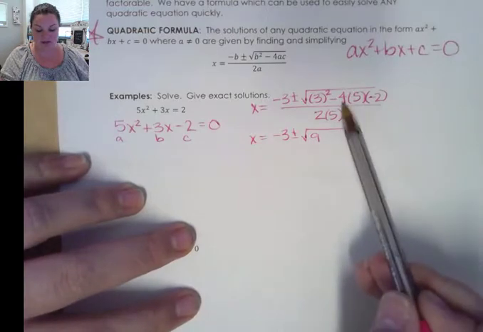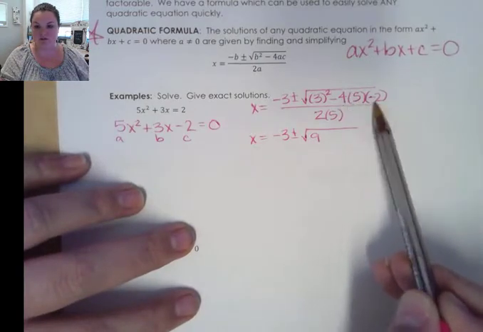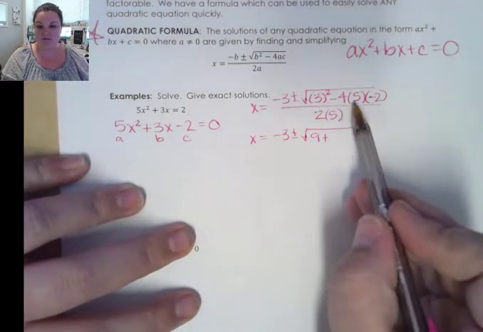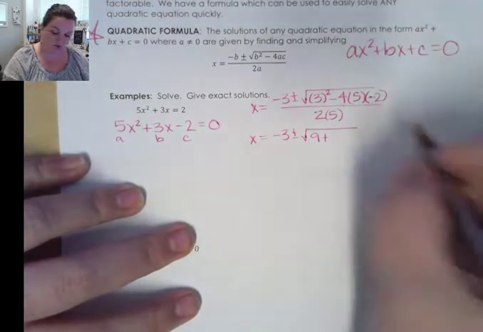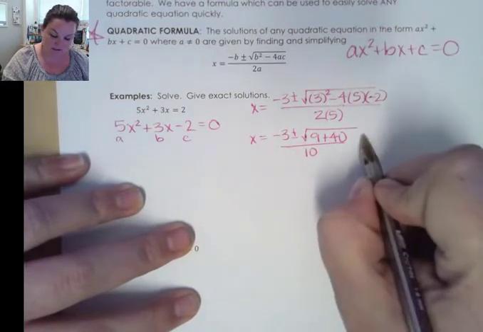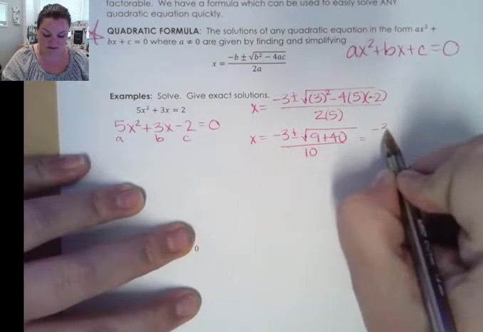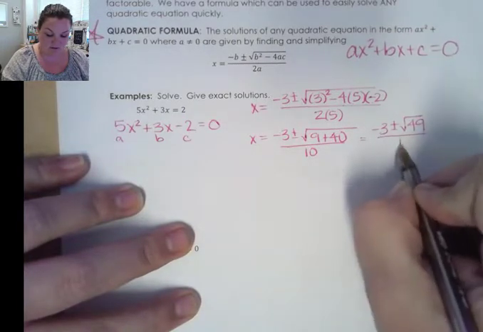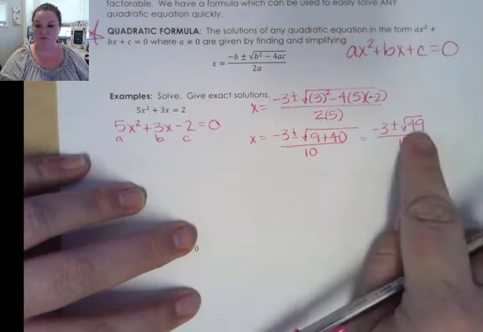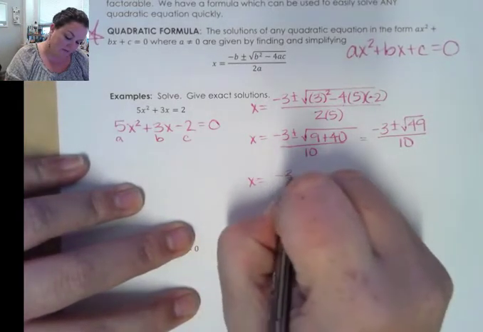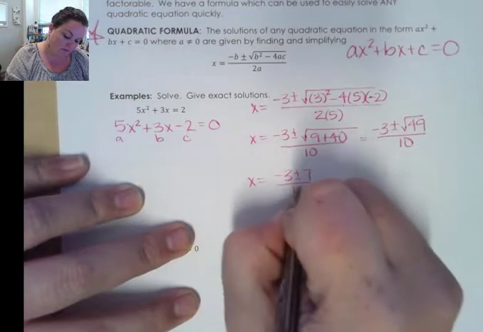And then when I multiply these next three numbers together, notice I have two negatives. So this is going to turn out to be a positive. 4 times 5 is 20 times 2 is 40, all over 10. And then I keep simplifying. Negative 3 plus or minus the square root of 49 over 10. And then the square root of 49 is just 7, right? So we're getting x is equal to negative 3 plus or minus 7 over 10.